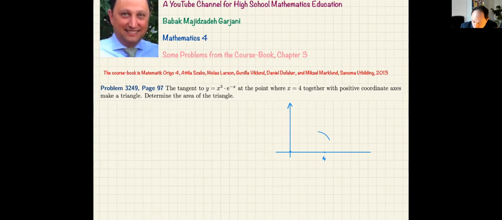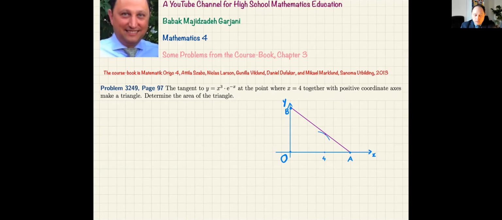Then when I draw the tangent line here, this tangent line will make a triangle with the positive x-axis and the positive y-axis. So this is the x-axis and this is the y-axis, let me call this O, this point A, and this point B. This is what you need to sketch. You really don't need to bother yourself to make everything very precise. This is what you need to understand. Are there any questions so far?